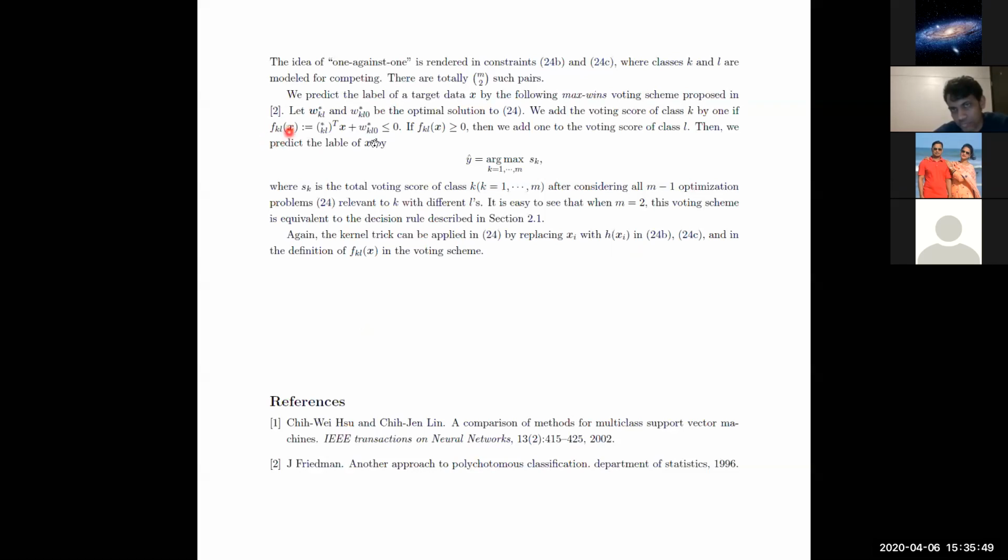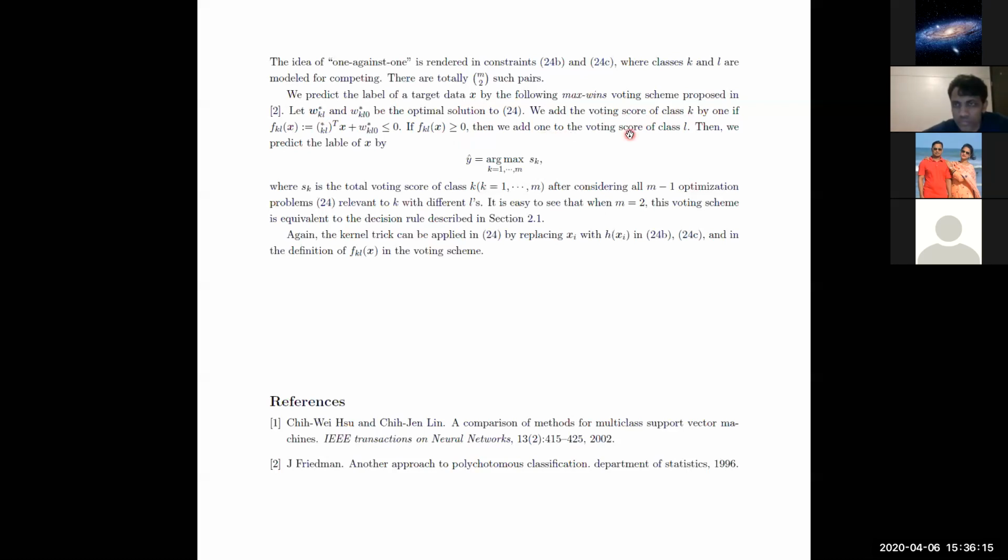If this one is less than or equal to 0, then it belongs to K, so you're going to add 1 voting score to K. There are a lot of small typos here. If F_KL(X) is greater than 0, then it belongs to L, so you're going to add 1 point to L.